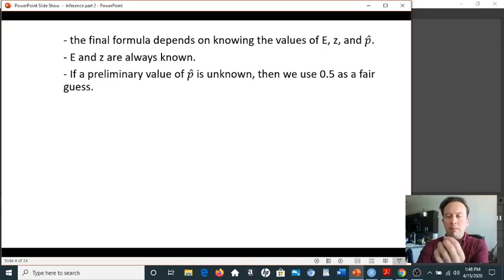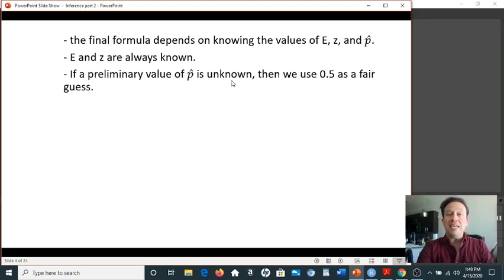Sometimes we'll have preliminary values of P hat. That just means there might be previous studies where this value is available. But if it's not available, then we're going to use 50%. So 0.5 is a fair guess, because don't forget, when a probability is 50%, we call that a fair probability. So when a percentage is unknown, we'll just use 0.5 as a rough estimate of what it could possibly be, because it's a fair number.